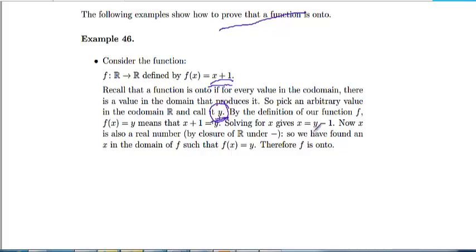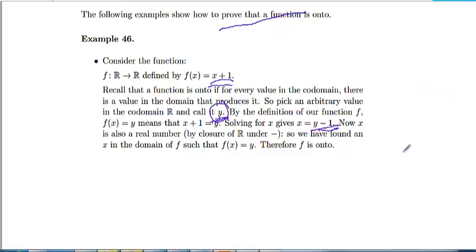So naturally, if I choose x equals y minus 1, and this is an element in the domain, then f of this x is equal to this y. In other words, if you do the two-column proof, or I can call this f of x, for any element over here, I need to exhibit there is an element over here that maps to it.